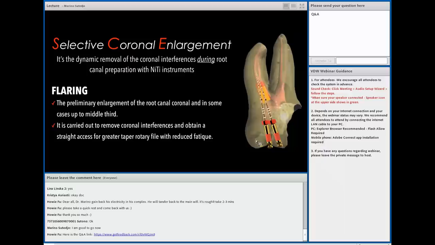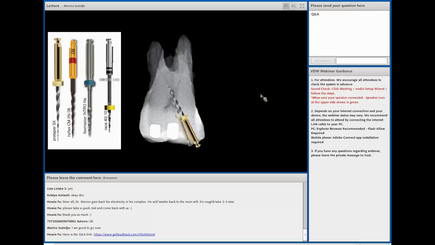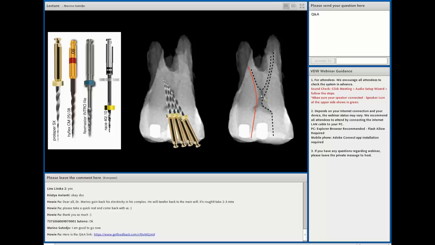There is some preliminary enlargement in this coronal area, and it's usually carried out by an instrument that has a greater taper at the coronal. So while they shape, they also create some coronal enlargement at that time. Some of the instruments that we understand at that time is ProTaper, for example. We know there is an SX, in which SX is used to create preliminary enlargement. So by doing this, we can change the angle of insertions of our file into a straighter angle of insertions.